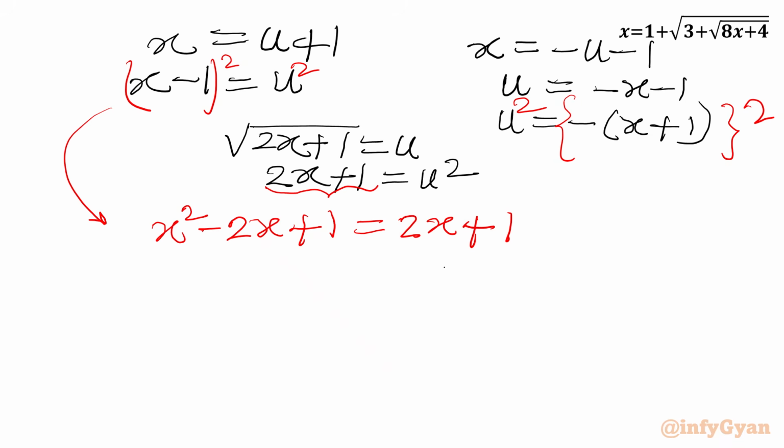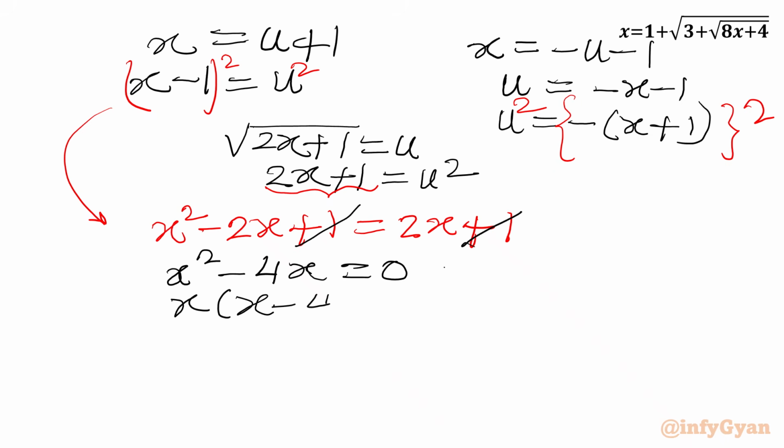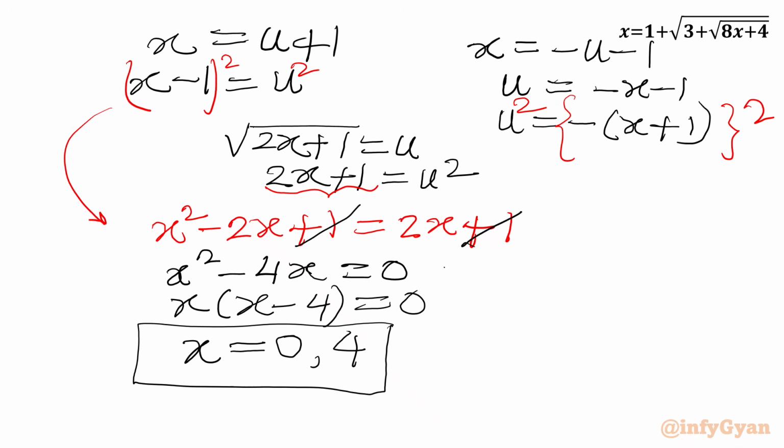Now we will subtract 1 from both the sides, so plus 1 will be over. We will take all the terms to LHS. So x square minus 4x equal to 0. X is common, so in the bracket there would be x minus 4 equal to 0. Using the product 0 rule, we will get x equal to 0, x equal to 4. So we have two real values of x.